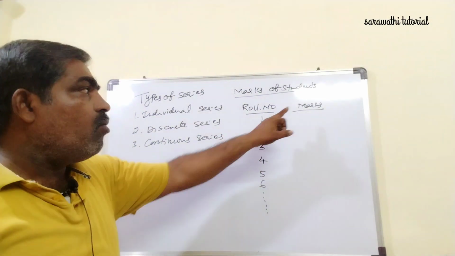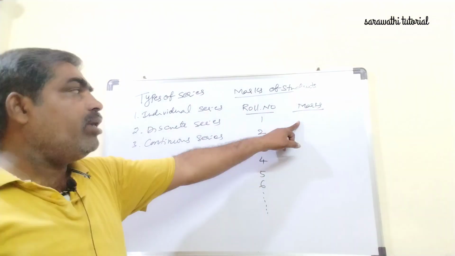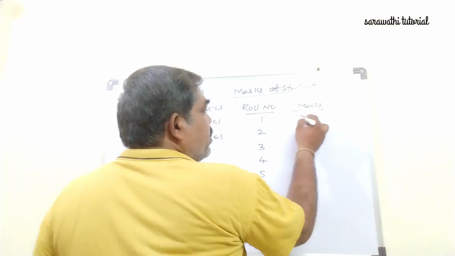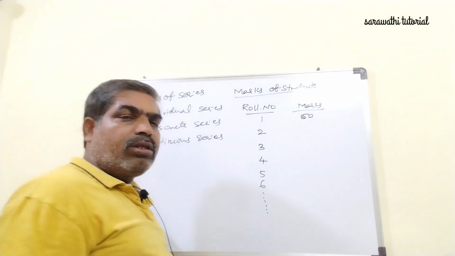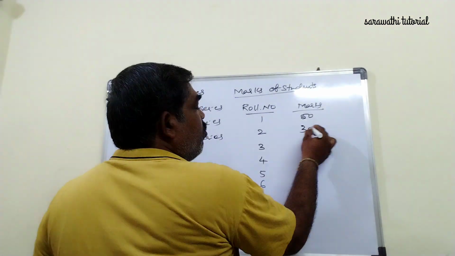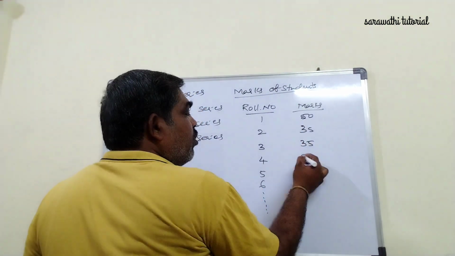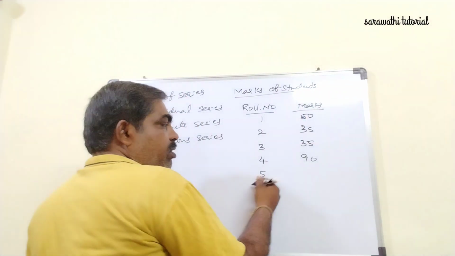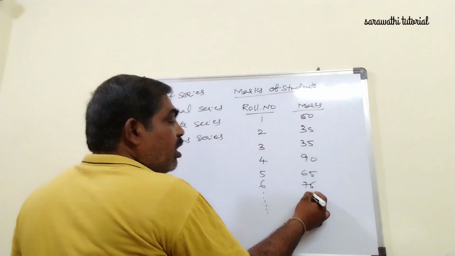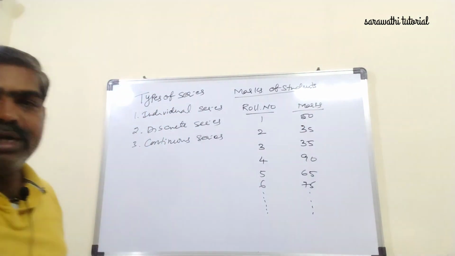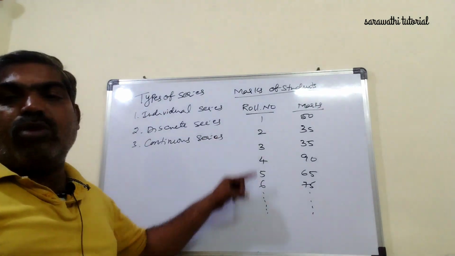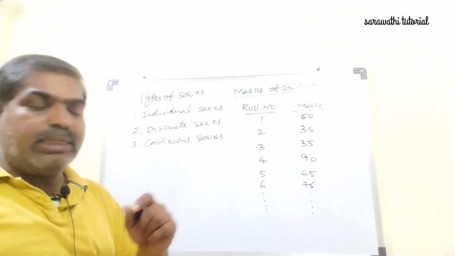Whatever marks we collect or information we know, individual. For example, take only one subject, one student's mark. 1, 50; 2, 35; 3, 35; 4, 90. If it is a 100 marks paper, 5, 65; 6, 75. Like that, whatever marks we collected individually, separately, it is called individual series.